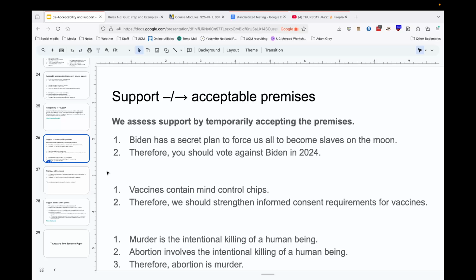And the really important point here, the take-home message of the whole slide, is that just because the premises provide support doesn't make them acceptable. So we can have cases like the ones on this slide where the premises provide support. If you accepted them, you'd have a good argument for the conclusion. But they're either not acceptable at all, like Biden's secret moonslave plan, or they're not acceptable in certain contexts, like the abortion example. I see nods.